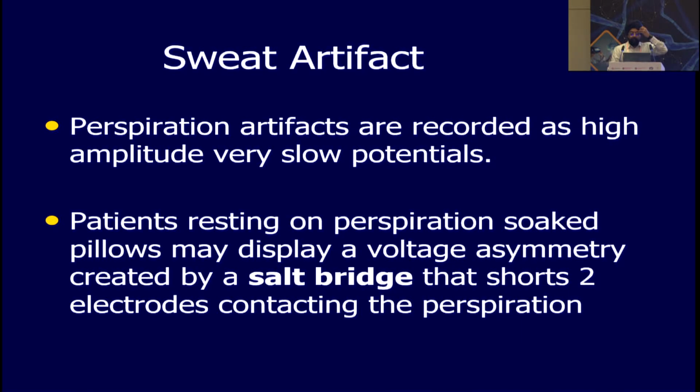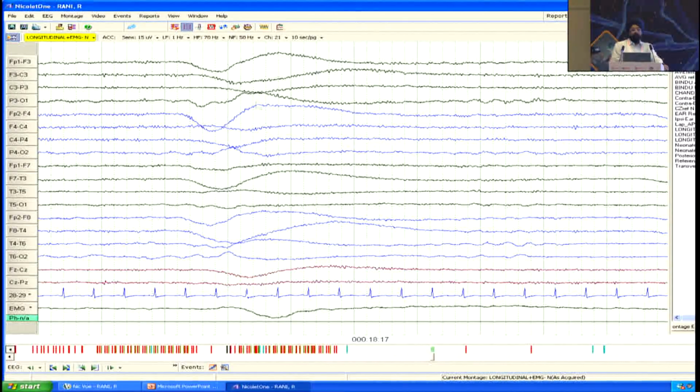You should not increase to more than 1. Keep it at 1 only. Patients resting on perspiration soaked pillows may display a voltage asymmetry by salt bridge that shorts between two electrodes contacting the perspiration. So this is a very slow wave which is occurring over the anterior head region. We see it's almost 0.5 Hertz.